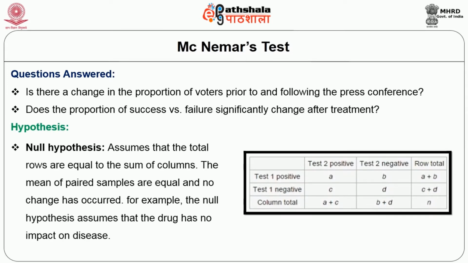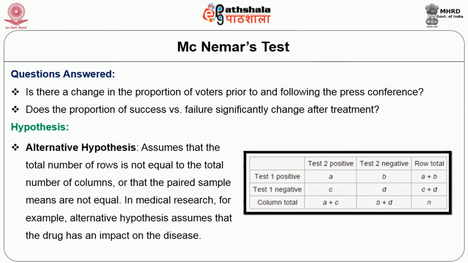The hypothesis framing. Null hypothesis: assume that the total of rows is equal to the sum of columns. The means of paired samples are equal and no significant change has occurred. For example, the null hypothesis assumes that the drug has no impact on the disease. The alternative hypothesis assumes that the total number of rows is not equal to the total number of columns, or that the paired sample means are not equal. In medical research, for example, the alternative hypothesis assumes that the drug has an impact on the disease.